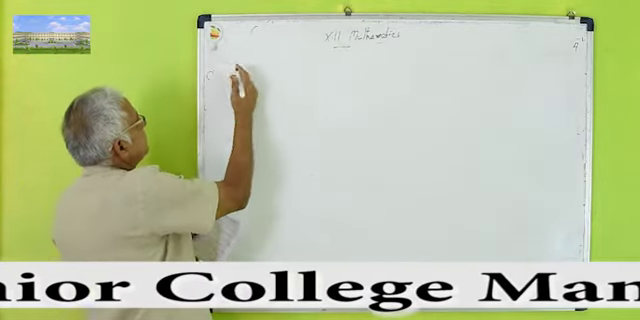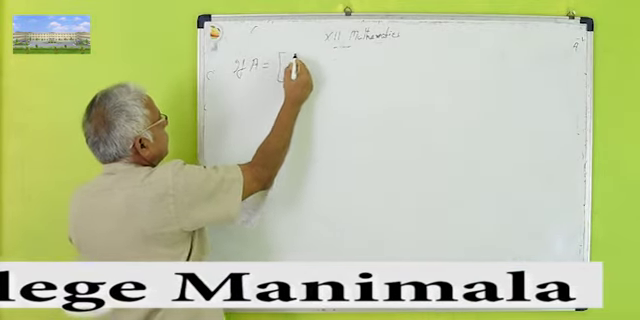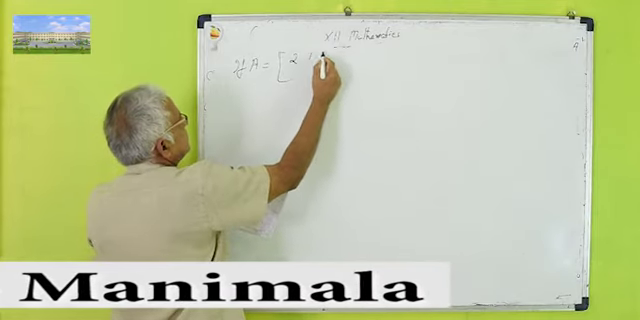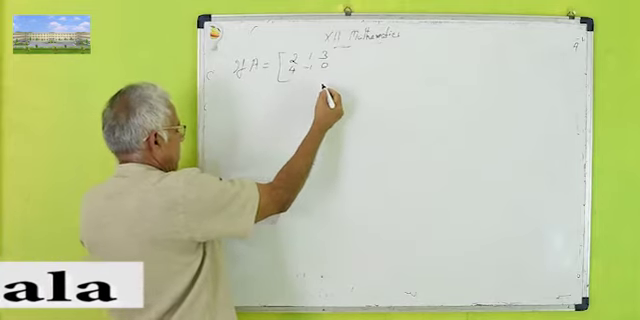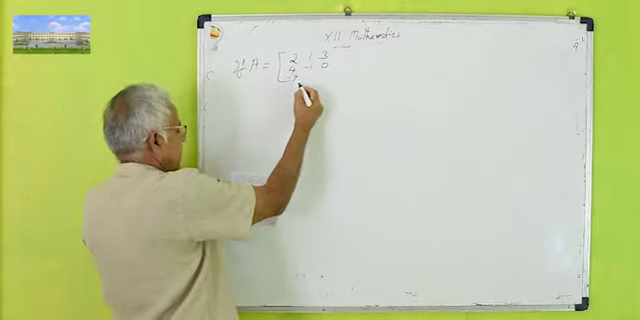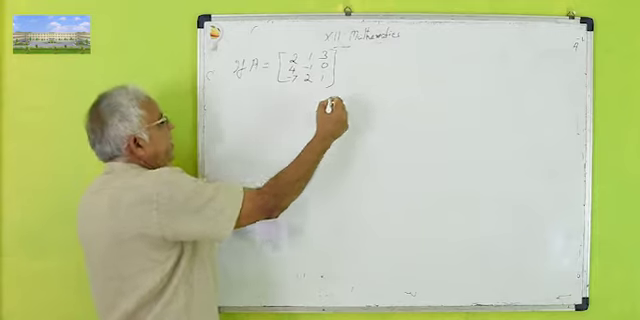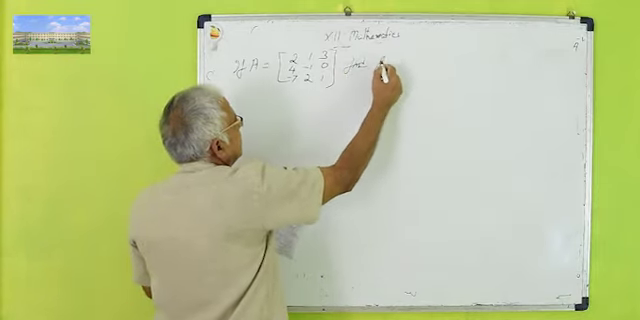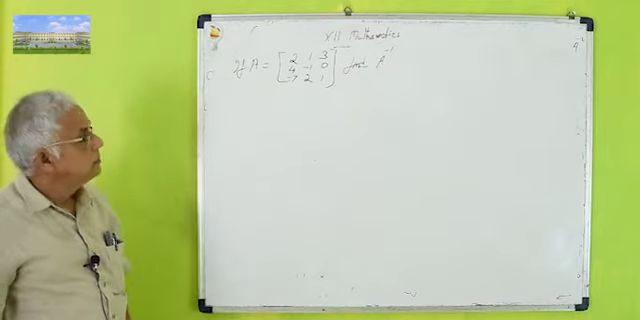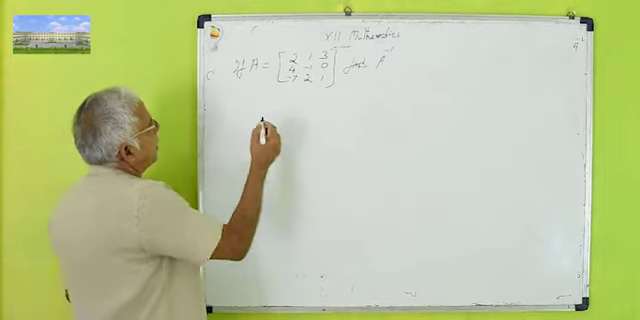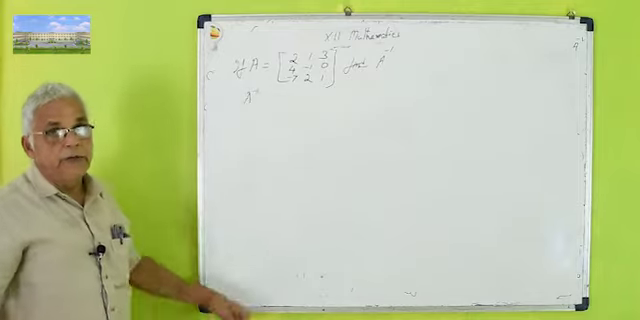If A is equal to the matrix 2, 1, 3; 4, minus 1, 0; minus 7, 2, 1, find A inverse. So first you find a formula. What is A inverse?